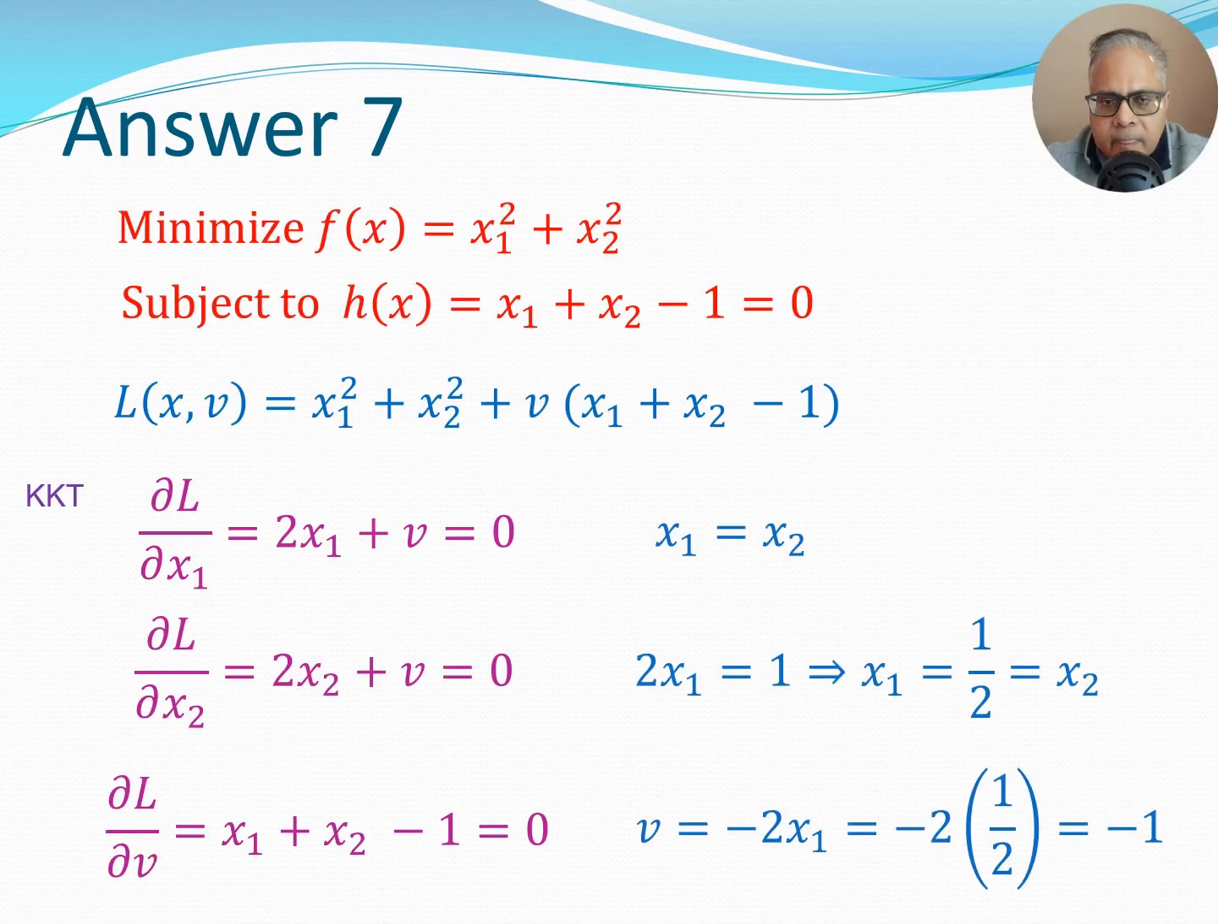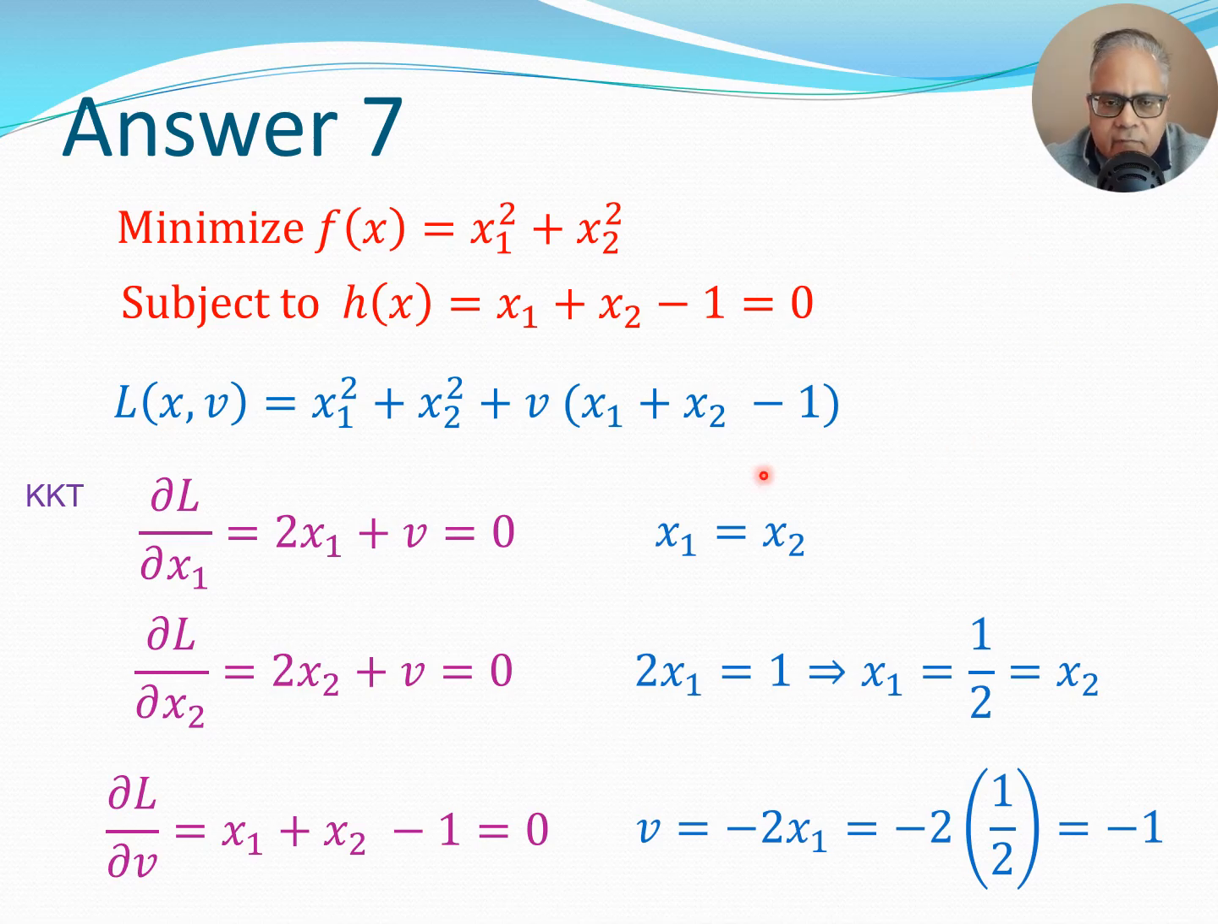So let's take this problem here, and what we do is we construct something known as the Lagrange function or the Lagrangian, and this is given by L(x, v), and this is x1 square plus x2 square plus v into the constraint here. So the form of this Lagrange function is that it is the function f of x plus v into h of x, and that's what is done here.